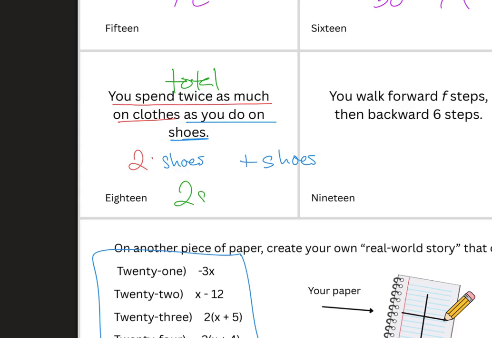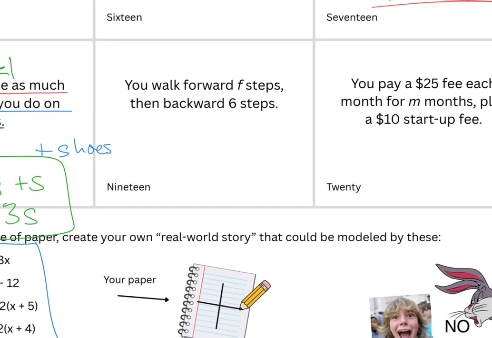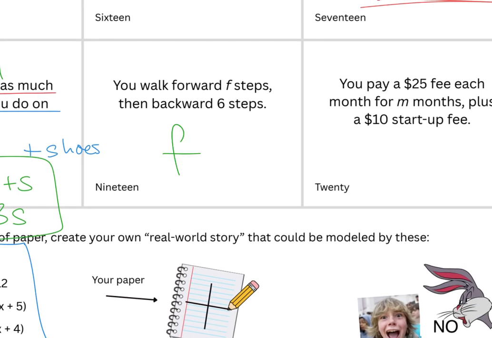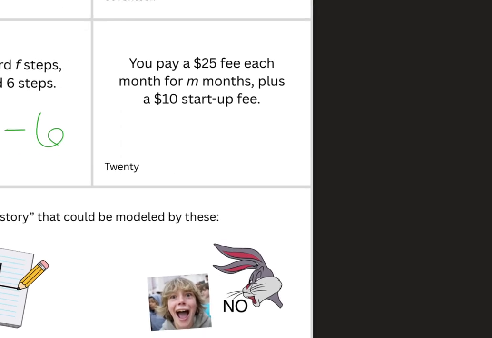So how about we do this? 2s plus s is 3s. I like both of those answers, okay? You walk forward F steps and backward 6. You pay $25. You pay a $25 fee each month for M months, plus a $10 startup fee.